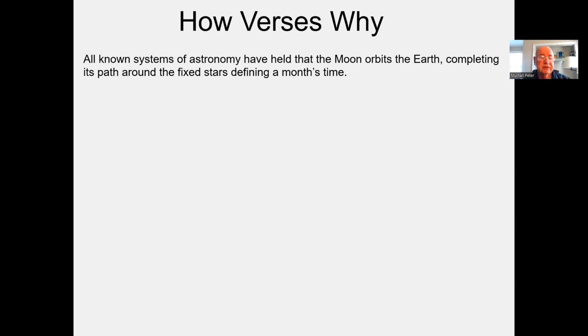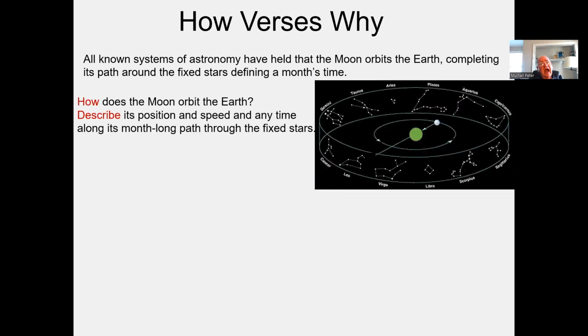We all observe that. The question is, how does the moon move around the Earth? And why does the moon move around the Earth? Well, the how is simple philosophically. What you'd like to do is just describe the position and the speed in which the moon moves through the background stars. So here we have the Earth in green, here's the moon going around, and we see the moon in front of the stars of the zodiac.